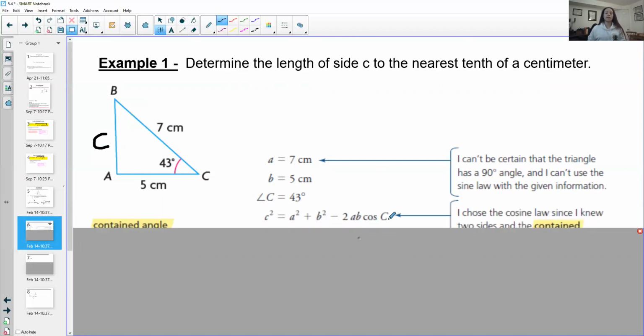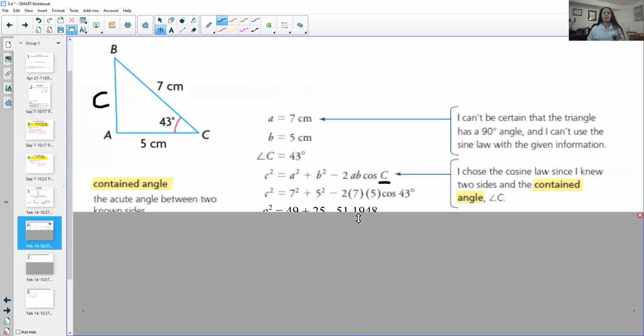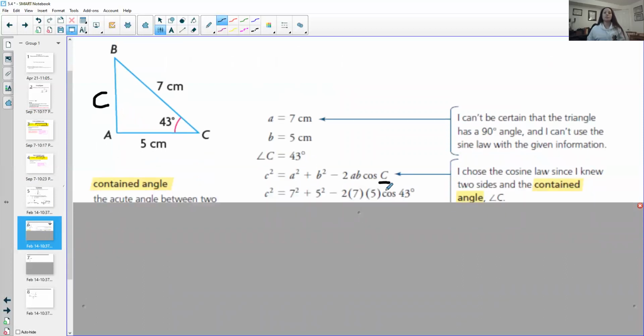This is our cosine law if we're finding sides. I'm going to take the 7 and the 5 and plug them in. And if you happen to plug those two in backwards, that's fine. Those ones, just like regular Pythagorean's theorem, won't make a difference. The 43 is the angle. That's the one that gets plugged in here. Okay, so substitute your values in, and then you can simplify every part of your formula.